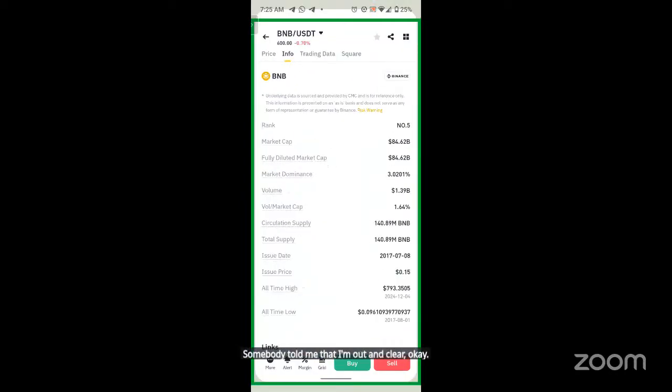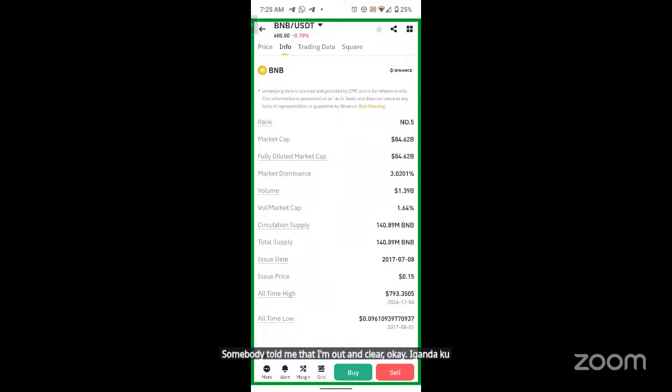Okay. Tap on the information or info. It will give you the market cap and the ranking on CoinMarketCap, that it is number 5. It gives you the market cap, which is 84.62 billion at the current price at this moment.